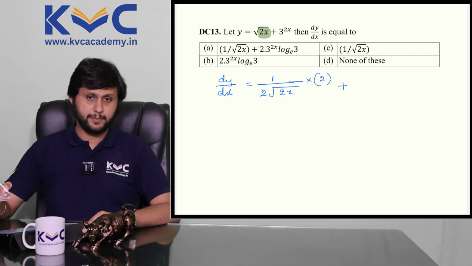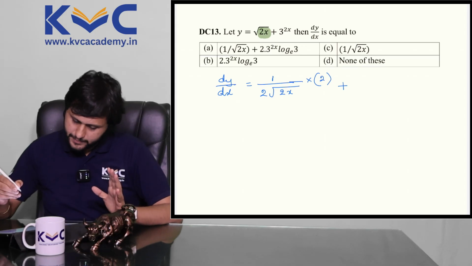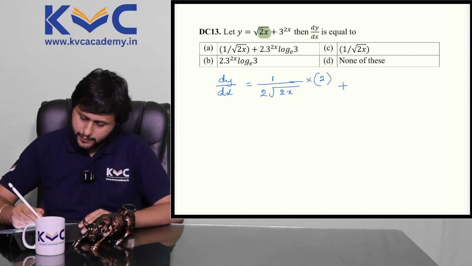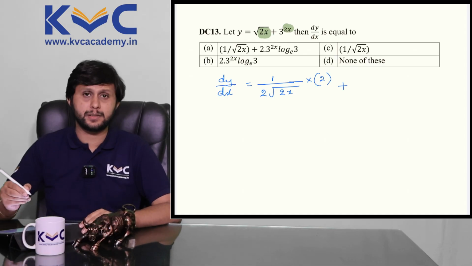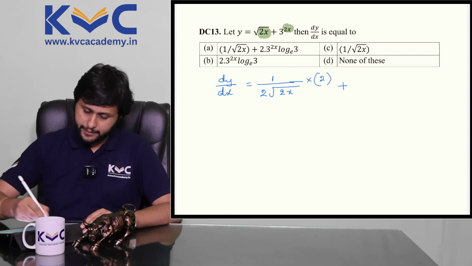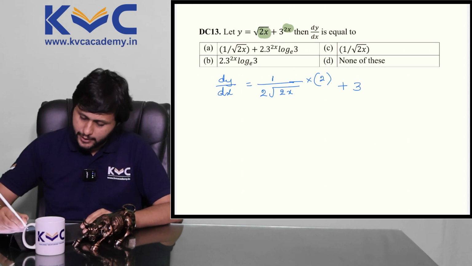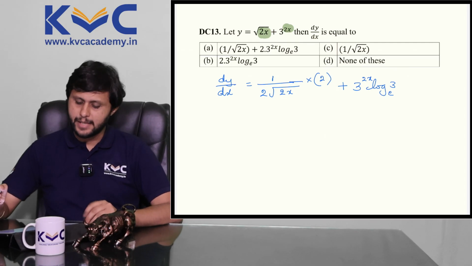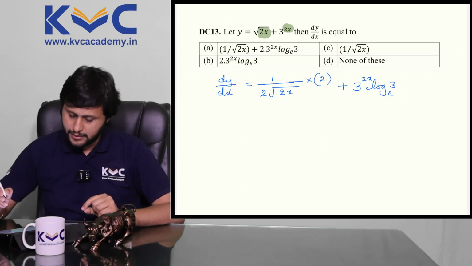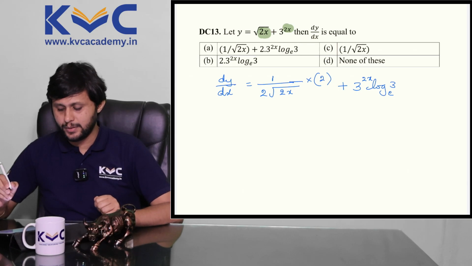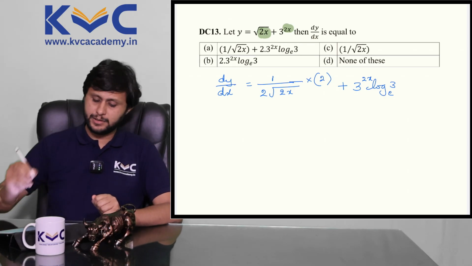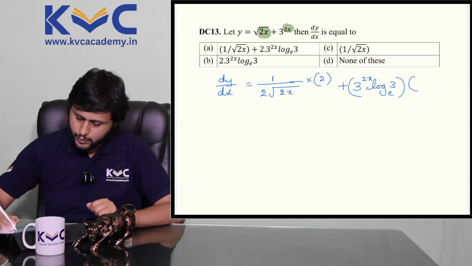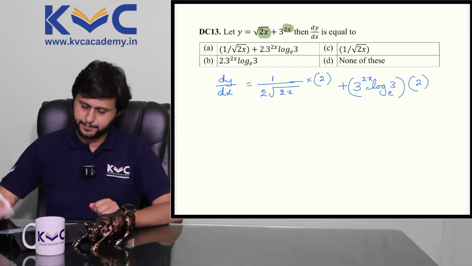Plus some function, 3 to the power 2x. Again we have to apply chain rule. It is in the form of a to the power x. Differentiation of a to the power x is a to the power x log a to the base e. Instead of a we have 3. Differentiation of 3 to the power 2x is 3 to the power 2x log 3 to the base e. But it is not 3 to the power x, it is 3 to the power 2x. So differentiate 2x again into 2. Differentiation of 2x is 2.